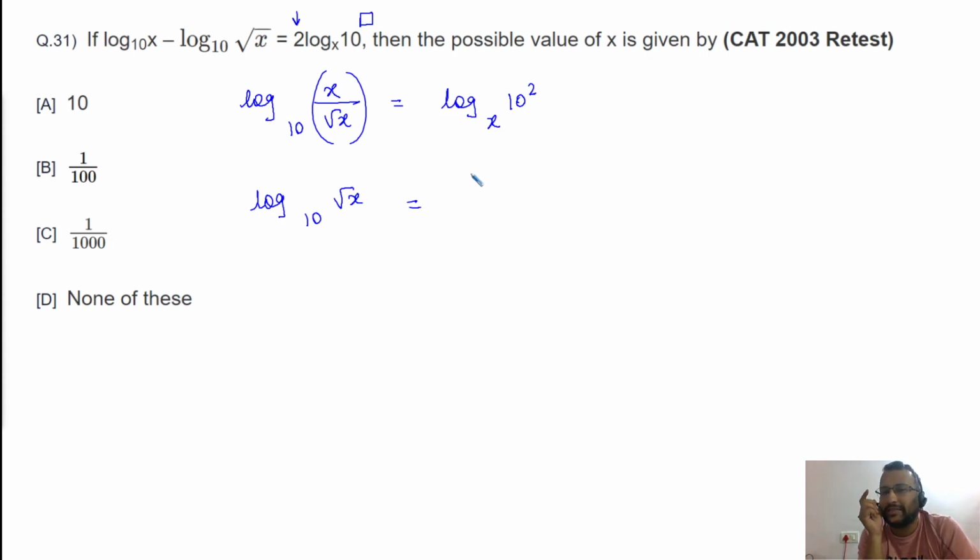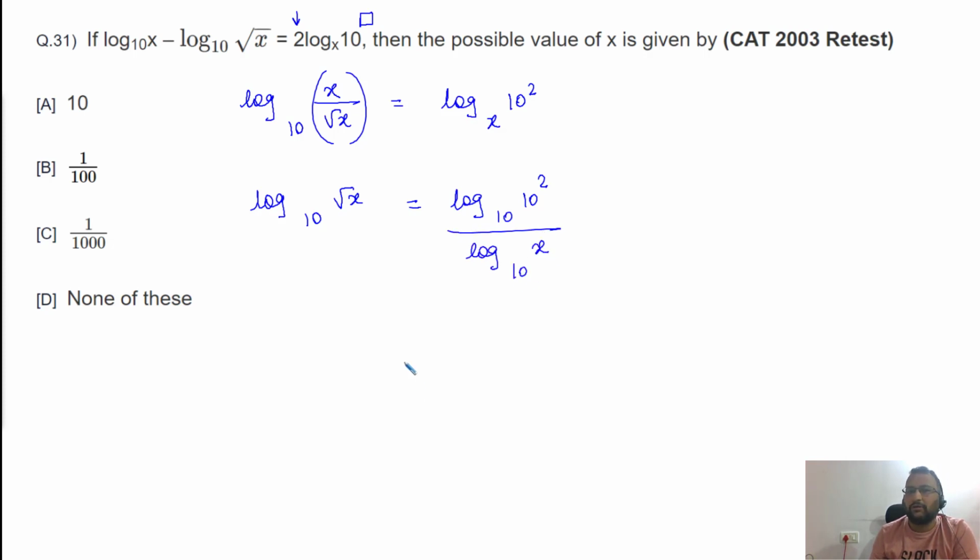Now what we can see is that on the left hand side the base is 10, on the right hand side the base is not 10. So let's make the base 10 on the right hand side. So over here, log of 10 square to the base 10 divided by log of x to the base 10. Which property did we use here? Let's have a look at it.